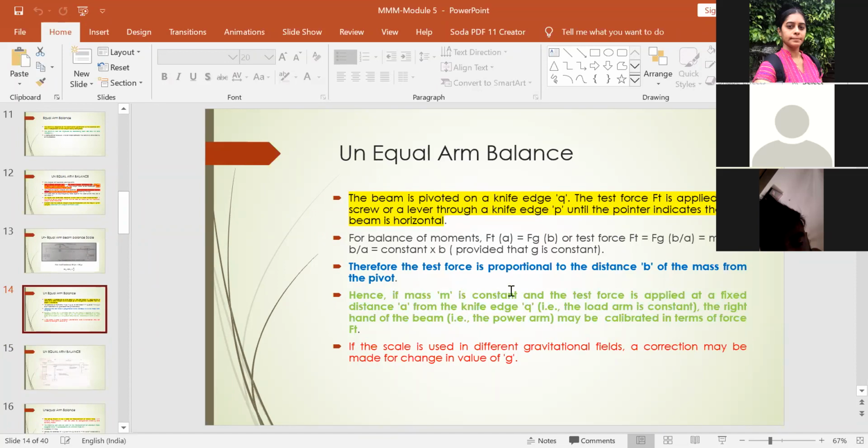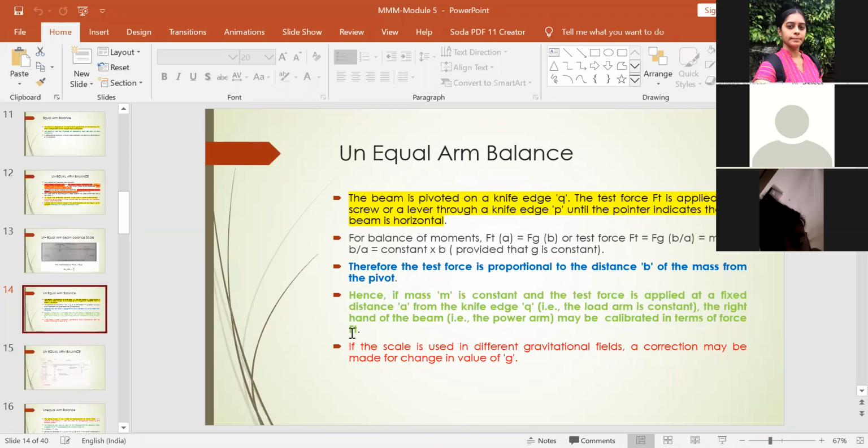So here M is constant and the test force is applied at a fixed distance A. I told you this also from the knife edge. The right hand of the beam is the power arm, which can be calibrated in terms of the test force F. So this is the method used in order to calculate the unknown mass.